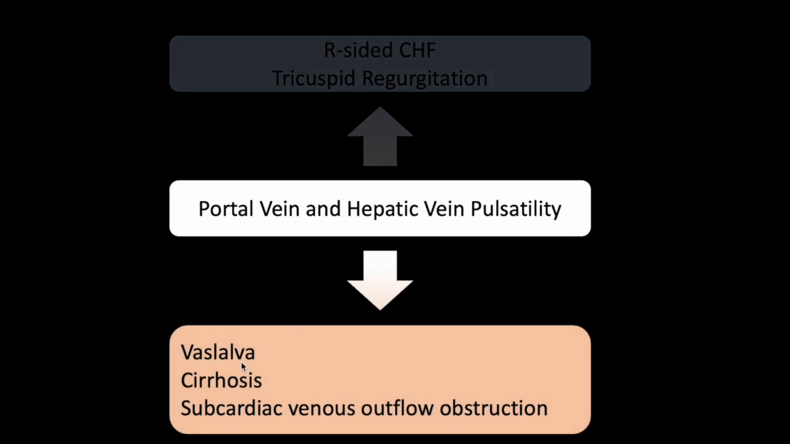Well, we can think normally in patients who are doing a Valsalva, you can actually induce decreased pulsatility. Usually it doesn't come across as clinically relevant, but making sure a patient's not doing a Valsalva as a cause for decreased pulsatility is important. Cirrhosis is a very common cause of decreased pulsatility, and then subcardiac venous outflow obstruction, which has its own differential, and we'll get to that shortly. So let's start with Valsalva.